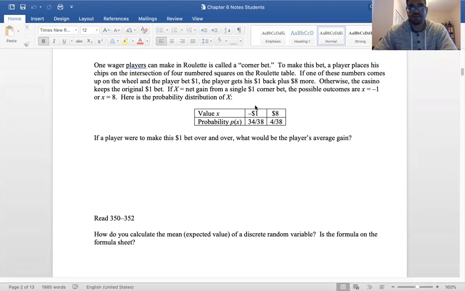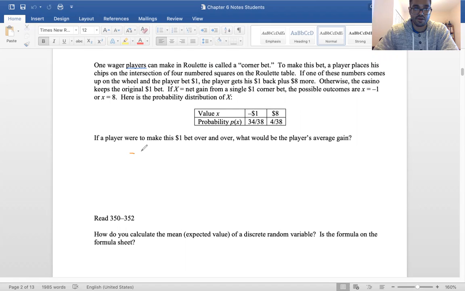If X is the net average gained in the corner bet, the possible outcomes of this are here in the probability distribution. Okay, so the likelihood that you lose $1 is 34 out of 38. Right, that's where the casino keeps the money. The likelihood that you win $8, okay, is 4 out of 38. That's only four squares that this could happen. Right, and so if you keep doing these trials over and over again, let's keep making these bets.